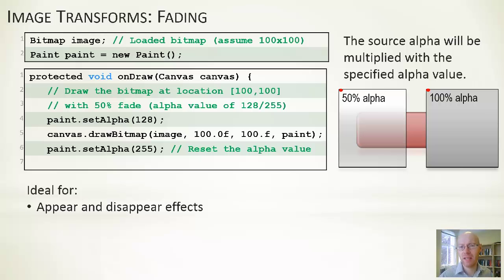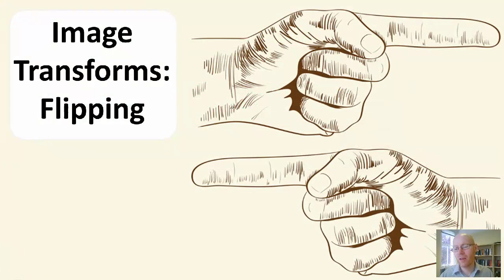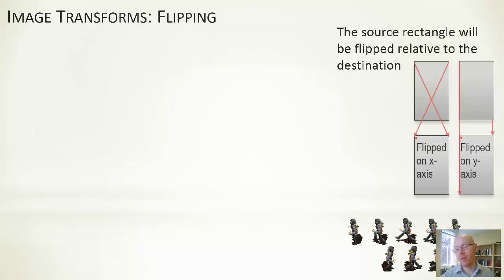Flipping is the last one we want to explore. The source rectangle will be flipped relative to its destination. You can see an example: we can do it on either the X or the Y axis. Looking at the X axis example, the top is still the top and the bottom still the bottom, but what was the right becomes the left and what was the left becomes the right. That's how it gets swapped around.